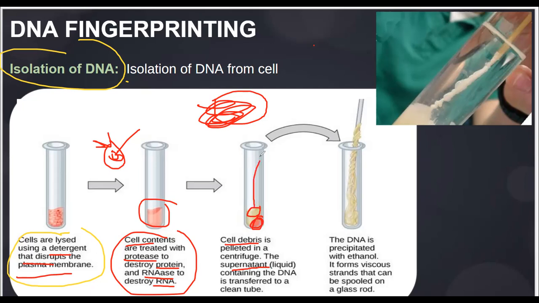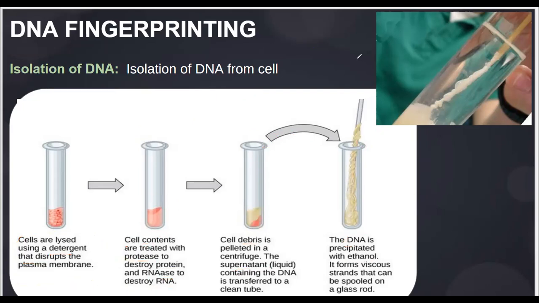And you transfer this supernatant to another test tube, and you add alcohol in it. Once you add alcohol in it, you get the DNA. The DNA can be removed from the test tube with the help of a glass rod or any tool. So the first step in the profiling is that you isolate the DNA. This is how you isolate the DNA from other components of the cell.